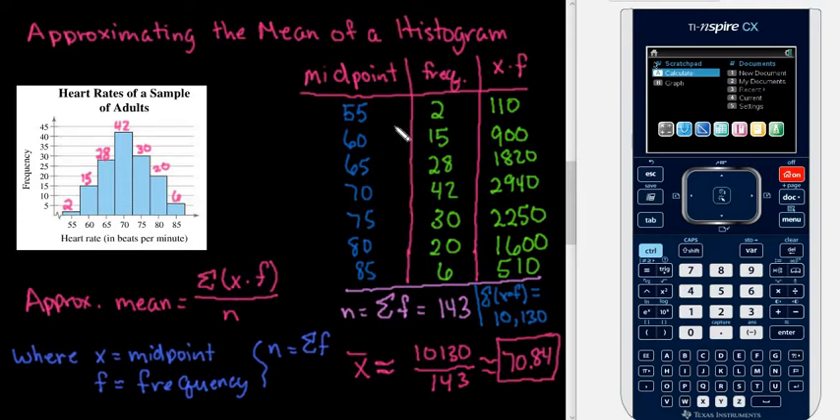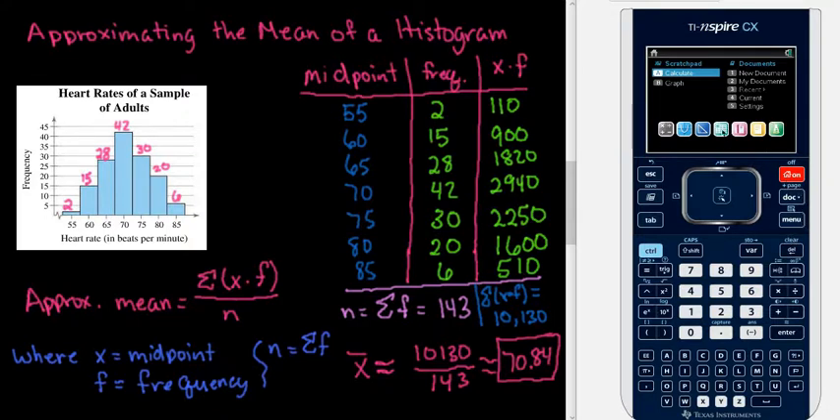Hi, in this video I just wanted to quickly show you how to approximate the mean using the TI-Nspire. I already showed how to do it with the TI-84 in the other one. I also still have the hand calculations on here so that you can see with the hand calculations that we get the same thing.